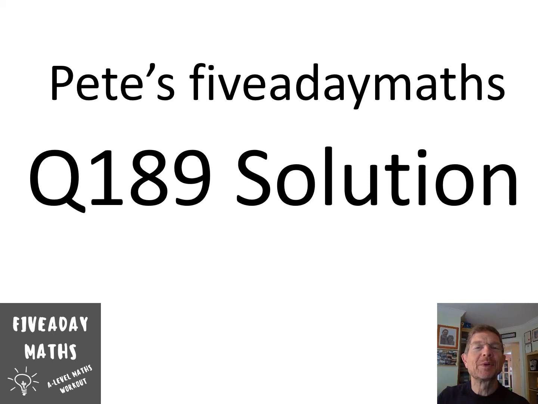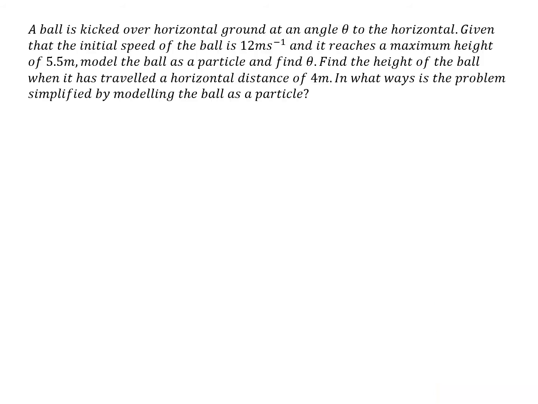So another typical projectiles type question where we're kicking a ball over horizontal ground. Let's see how we get on with this one. So here's this question. I'm going to start by just drawing myself a little diagram as usual. So there's our angle theta and the initial velocity of 12 meters per second.